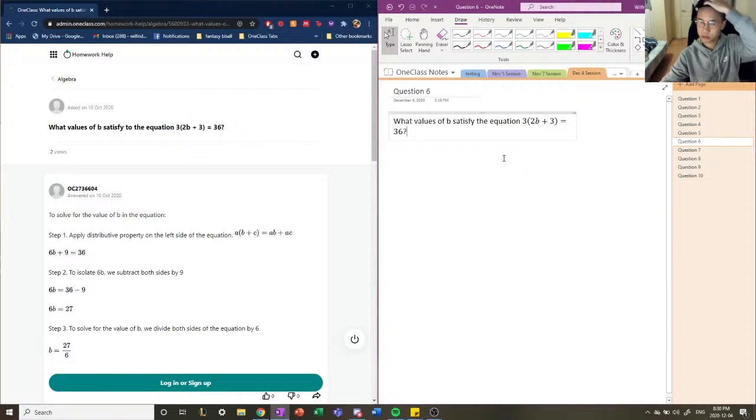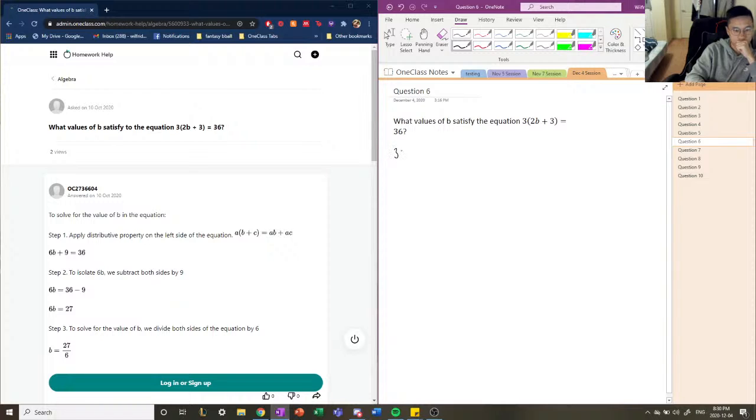Alright, question number 6 reads, what values of b satisfies the equation 3 times 2b plus 3 equals 36? Okay, so this is a classic isolation question where we're going to isolate for our variable b and solve for it. Okay, so we're going to solve for the value of b, which will make this equation true. And I'll go through these step by step, okay?